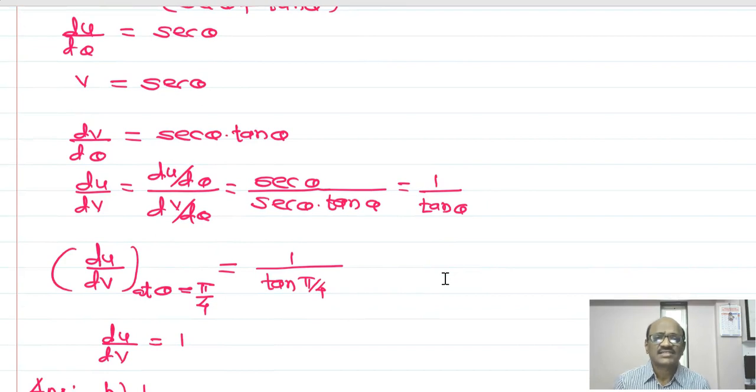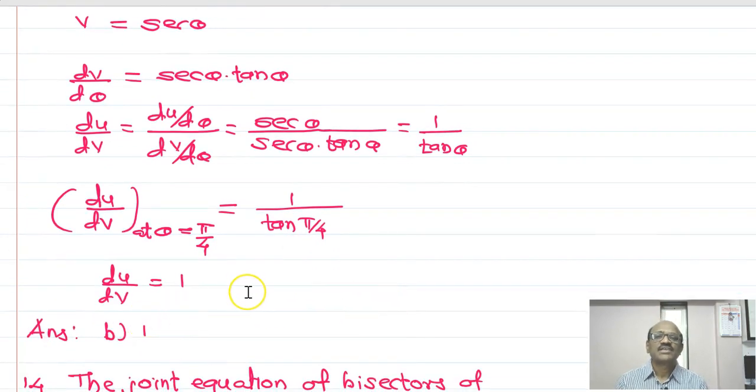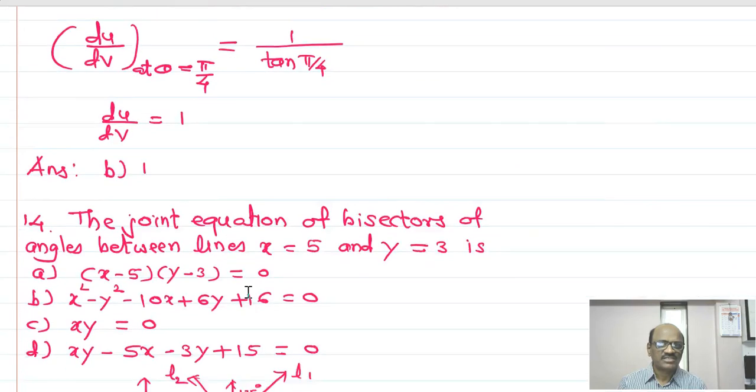But it has asked at theta is equal to pi by 4, and the value of tan of pi by 4 is 1, and therefore du upon dv is equal to 1. Hence the option is correct.